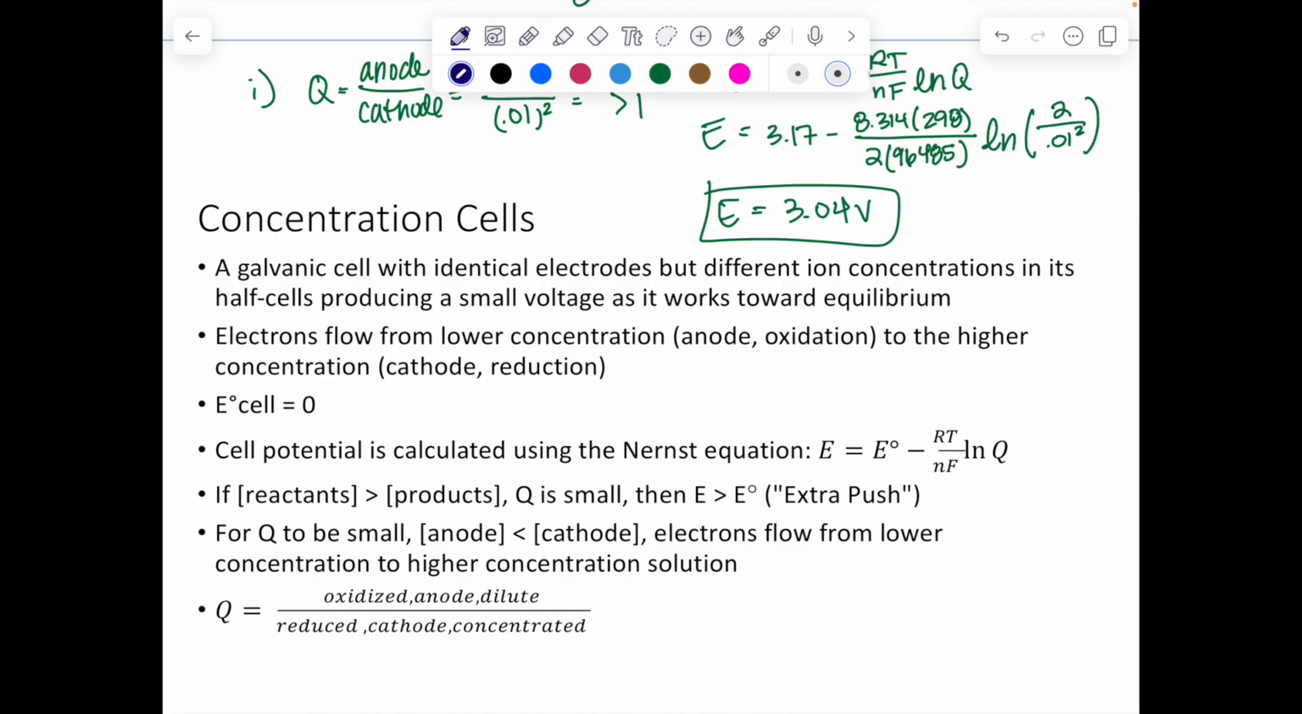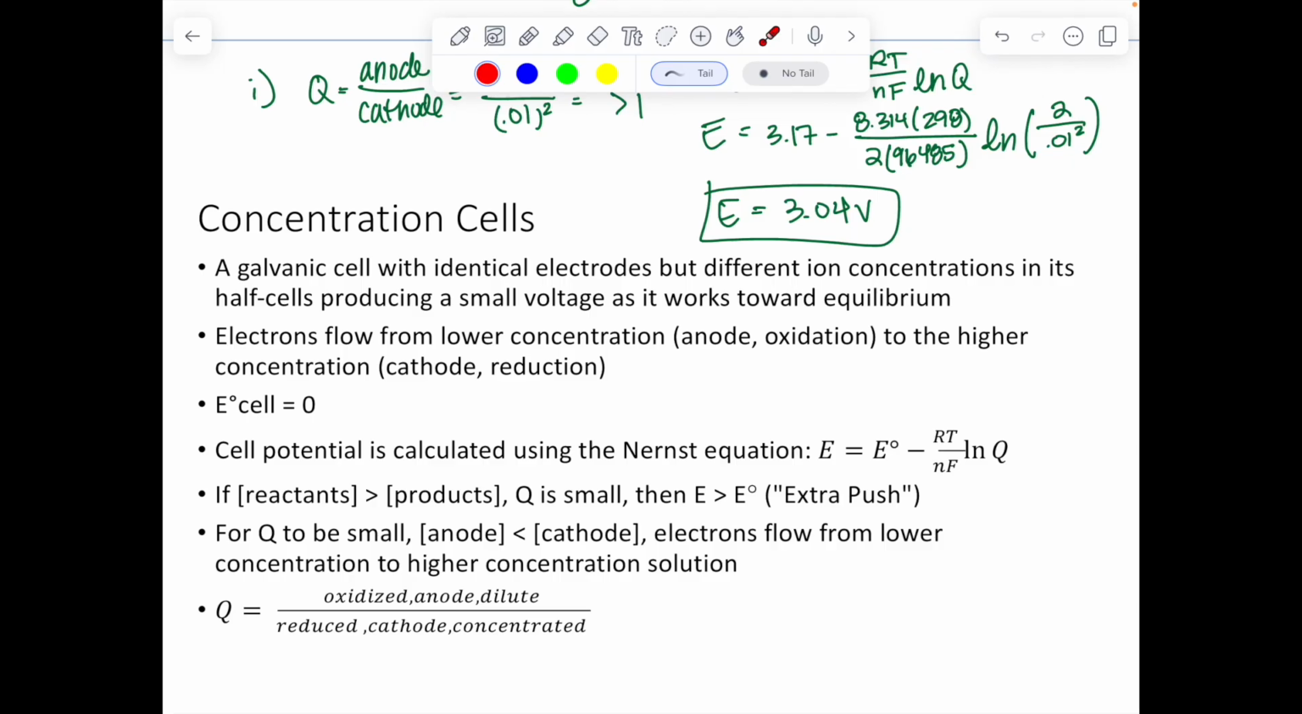All right, so continuing on with galvanic cells, concentration cells are a galvanic cell that has identical electrodes. So if the electrodes are made of the same element, then they both have the same reduction potential. One of them is going to get oxidized and one of them is going to get reduced. And so what that means is that your standard E cell, your standard potential for your cell, is going to be 0 because one of those values is going to be positive and one of those values is going to be negative. So what makes it work is that the cells are going to have different ion concentrations.